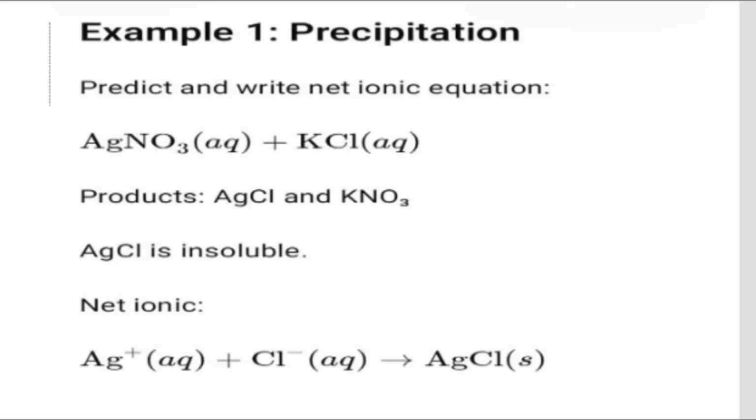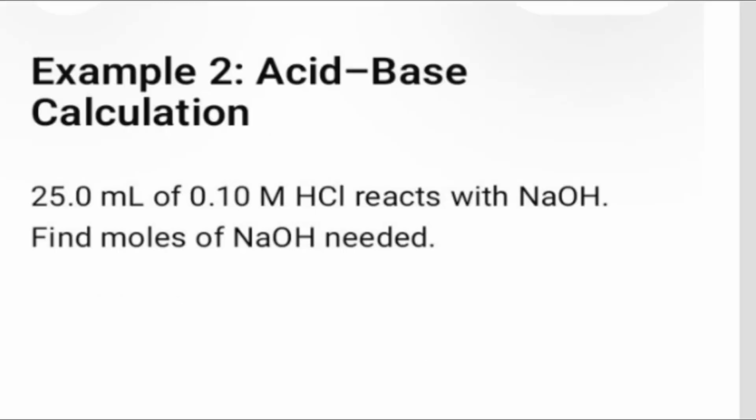So we have 25 milliliters of 0.10 molarity HCl reacting with sodium hydroxide. Find the moles of what? Of sodium hydroxide needed. So this is where things try to get intense, but not as they may look. What are we asked to find? We are asked to find the number of moles of sodium hydroxide needed, and we know that the number of moles is equal to concentration times what? Times volume. So if we can find the concentration of sodium hydroxide?